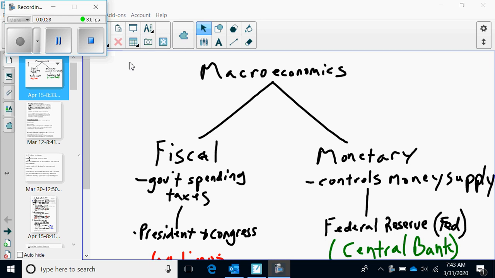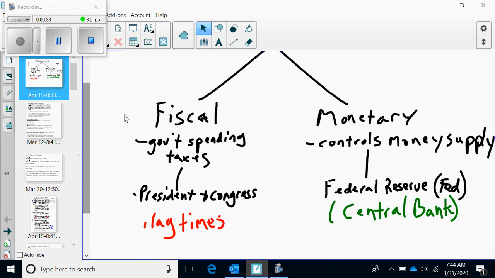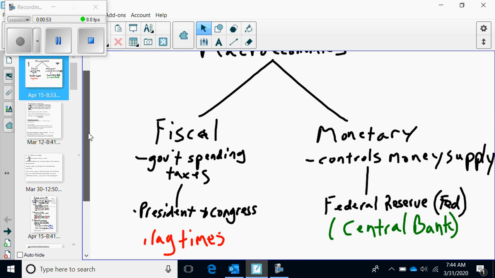Anyway, with that being said, here's the breakdown in macro. Right here, as you can see, it's split up. We have fiscal policy, government spending and taxes. Who does that? The president and Congress. And it does have potential to be slow, some lag times, except recently when they really fast tracked that $2 trillion spending bill, which we would see as discretionary.